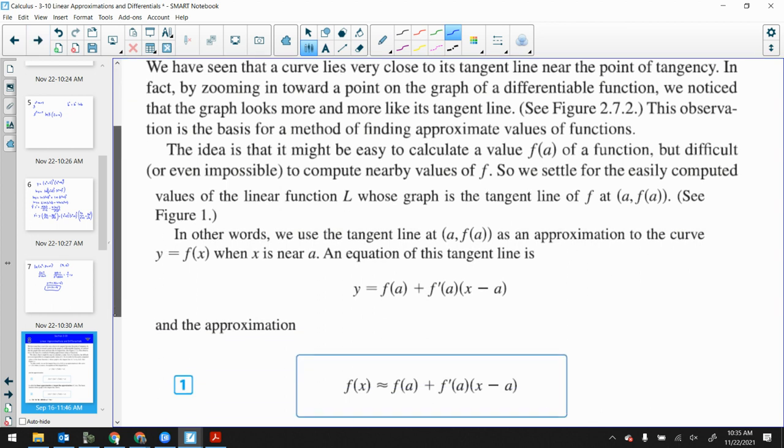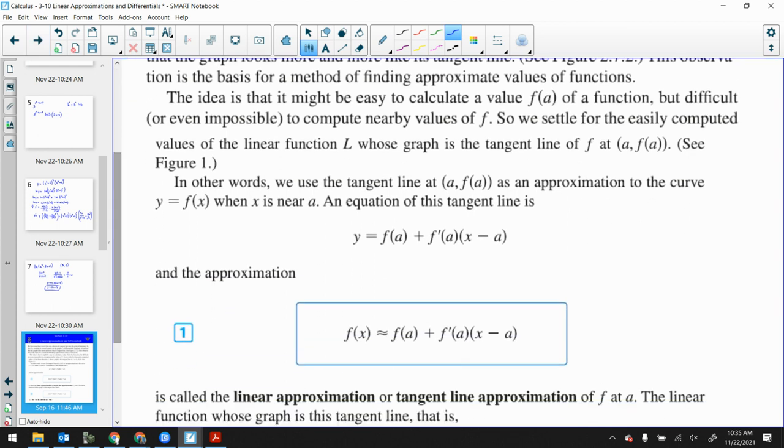The idea is that it might be easy to calculate a value, f of a, of a function, but difficult or maybe even impossible to compute nearby values. Maybe they're undefined. Maybe they're very difficult to calculate. So we settle for the easily computed value of the linear function L, whose graph is the tangent line.